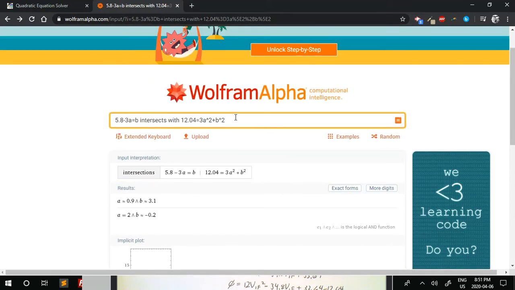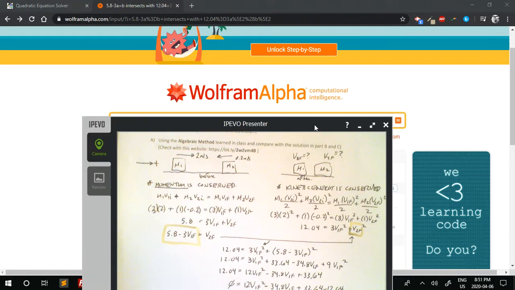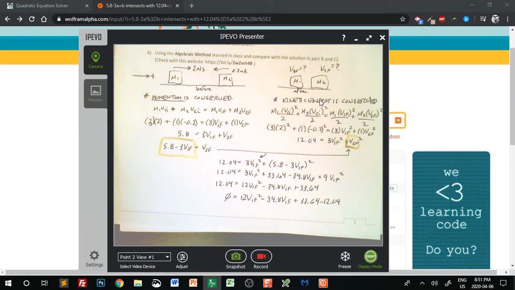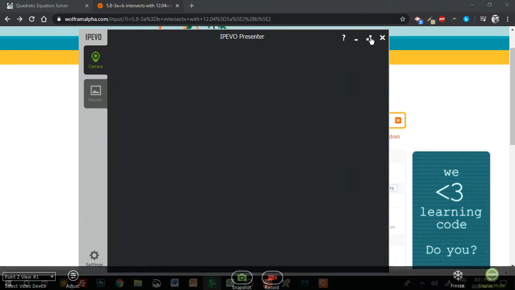So all you have to do is be able to get to this point, write out your linear term and write out your quadratic term, the momentum and the kinetic energy, and say intersects with, and you get your solution. The other option, of course, is to do all the algebra, which is not that bad, but you can do it.